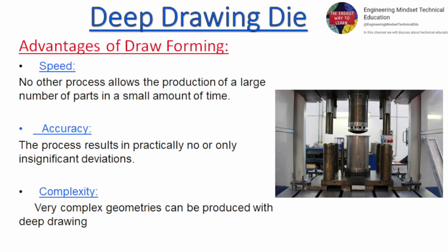Advantages of draw forming. Speed. No other process allows the production of a large number of parts in a small amount of time. Accuracy. The process results in practically no or only insignificant deviations. Complexity. Very complex geometries can be produced with deep drawing.